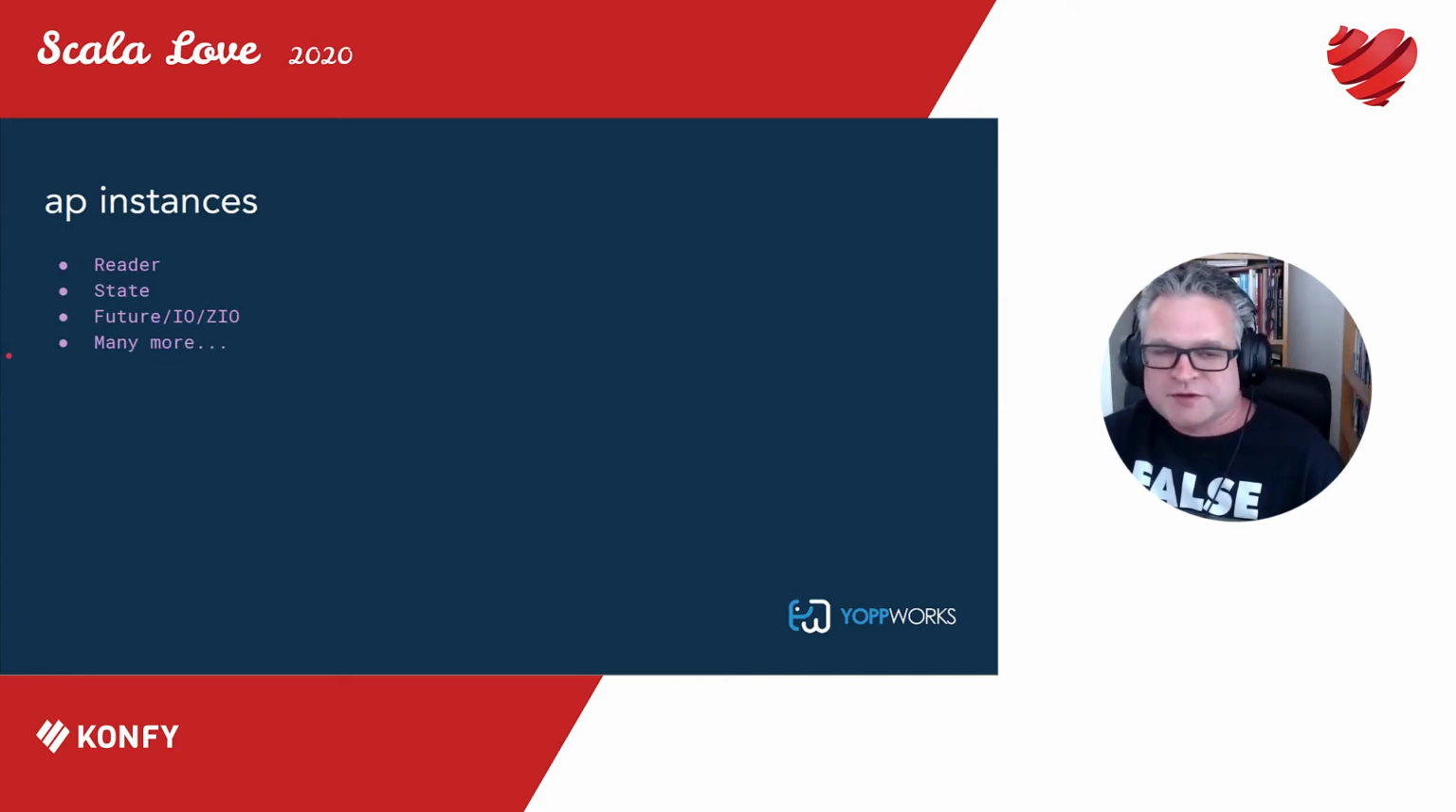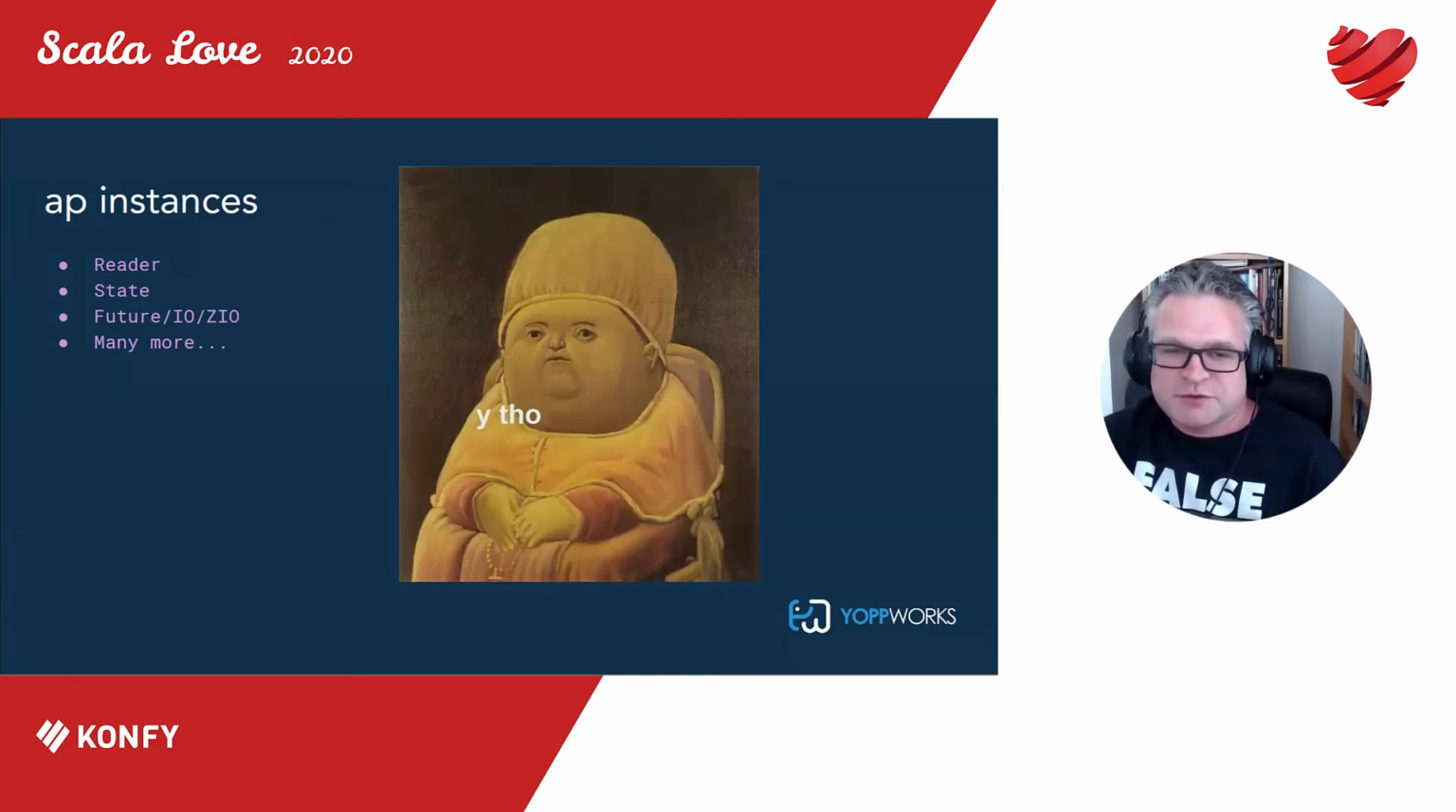But there are app instances for all kinds of monads, all kinds of data types. So the reader monad, the state monad, Future, IO, which are all ways of doing asynchronous and effectful things. So the question is, why? Why do we need app for all of these different types? It doesn't seem that useful.